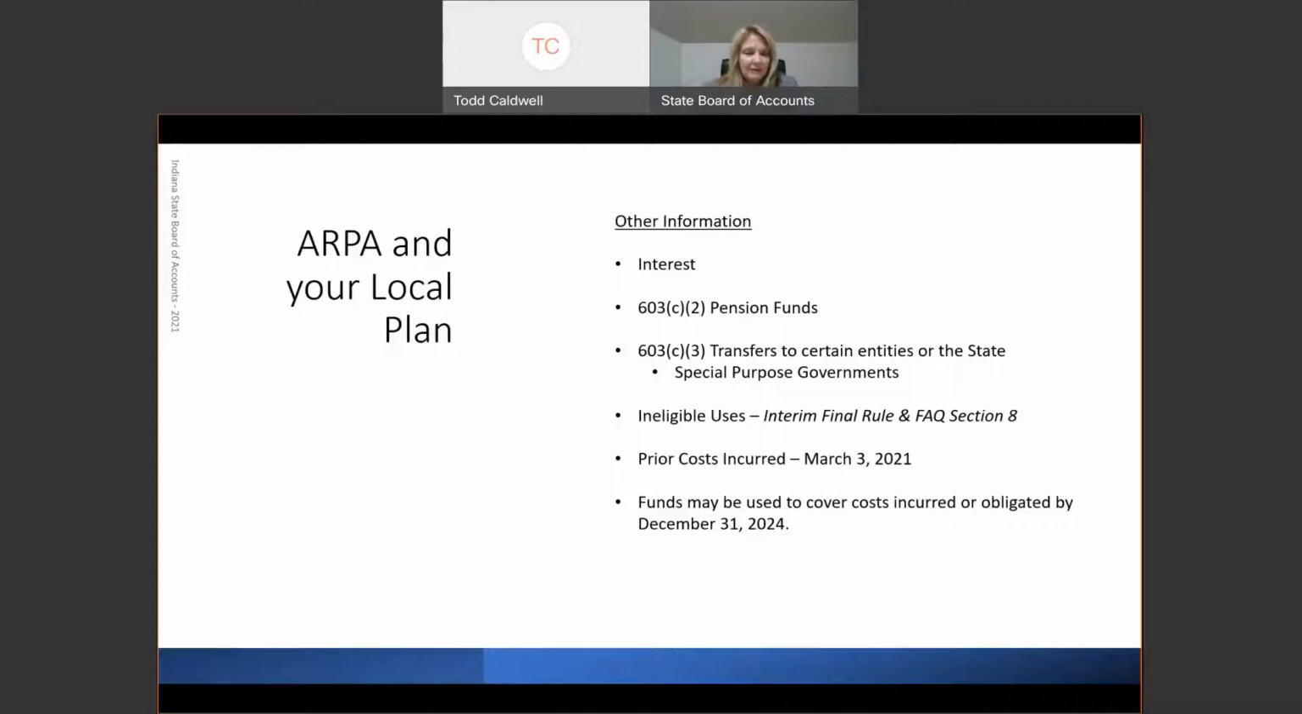You can have costs incurred prior to the receipt of the money. You can cover those costs back to March 3rd of 2021. And then funds can be used to cover costs incurred or obligated by December 31st of 2024. And really, just let that sentence sink in for a minute. This is a very long-term grant. The funds don't even need to be obligated until December 31st of 2024. And if they're obligated, they don't have to be expended until December 31st of 2026. So again, that's why your local plan is so important to all of this. It's also why it's so important to keep documentation of everything and all of the decisions that have been made. And so you want to keep in mind that this is long-term.